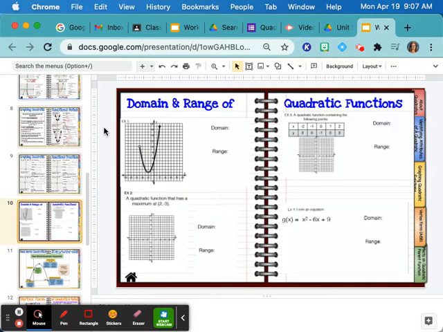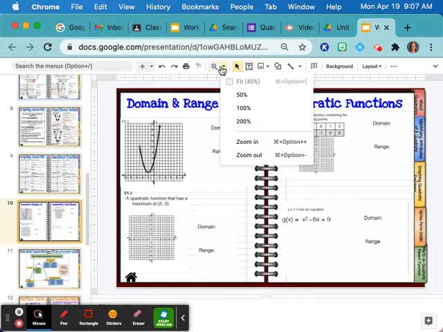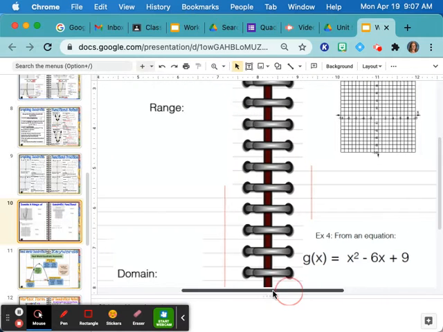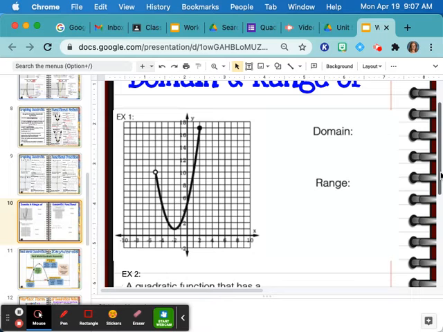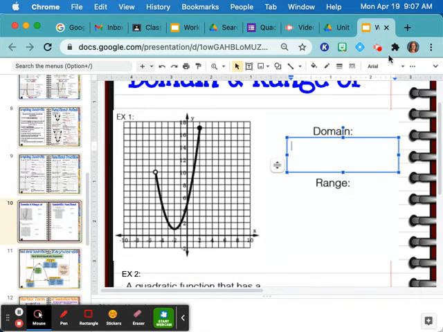We are looking at domain and range of quadratic functions. So let's zoom in to the left side. This quadratic function has endpoints. It doesn't continue on and on forever. So for domain, that is our x values. So we always think, how far left does it go and how far right does it go?